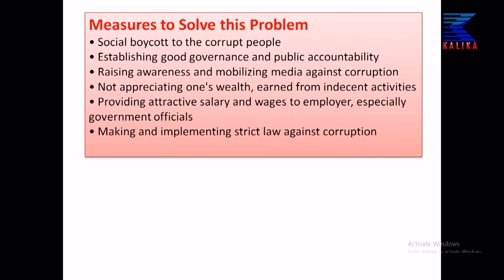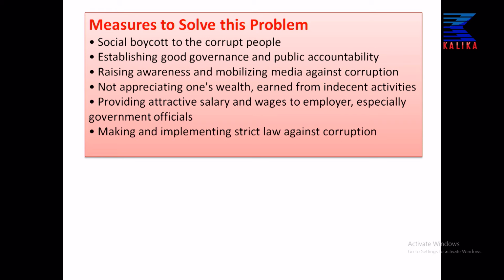So, how can we solve these problems? Is there any solution or measure from our side or not? Yes, obviously we can do different work to solve this worldwide problem. Some of the measures I have listed here. One is social boycott of corrupt people, meaning we should not accept corrupt people in our society. We should boycott them and not involve them in social activities. That is called social boycott of corrupt people. And the next is establishing good governance and public accountability.